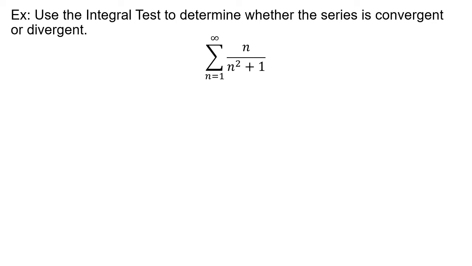Okay, again, another problem. Use the integral test to see if it converges or diverges. This one, kind of like the last one, will end up being a logarithm as well. Your a sub n is n over n squared plus 1. So your function is n over n squared plus 1, and so I integrate from 1 to infinity of n over n squared plus 1.